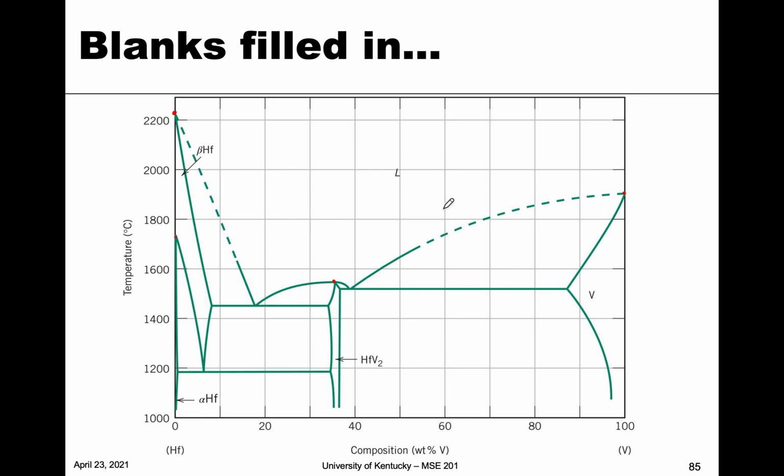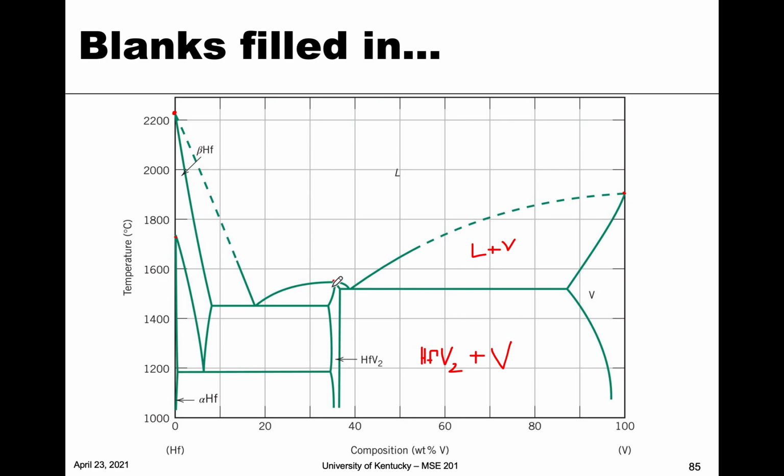So if we have this region, we have a single phase around it, a single phase around it. So this has to be a mixture of those two single phases. So liquid plus vanadium. Same thing here. This is referring to the small region here. So this is unlabeled. So this is going to be hafnium. This might take me a bit with a pen here, but this is hafnium vanadium 2 plus the vanadium phase.